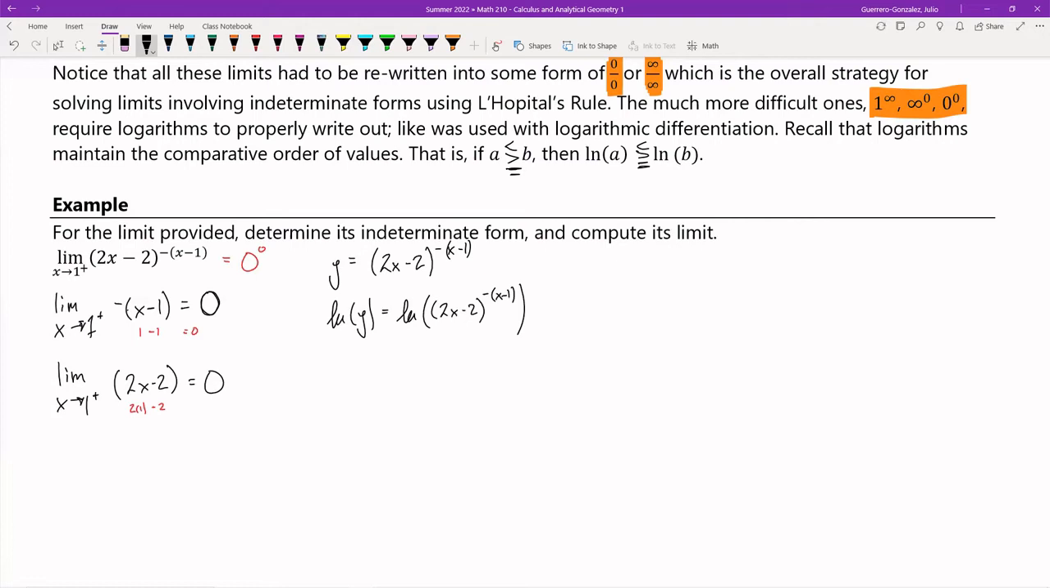Okay. Here's where we're going to be able to use our logarithm rules. So we have this now. ln of y is equal to negative x minus 1 times the ln of 2x minus 2. That's a times there, right? Okay, we're getting a little closer now. Okay, we still don't have that fractional thing that we need for L'Hopital's rule yet, right?